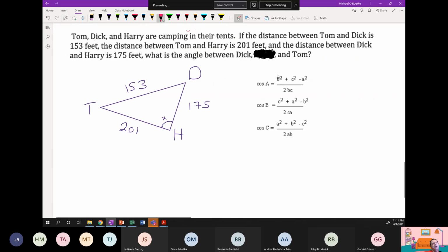Now, since we're having A, B, or C, I can relabel this side A. So this side's A. I relabel this one B. So this side's B. Relabel this side C. So that side's C. So now, since we know this, we're trying to find angle A. So we're just going to use this formula here.